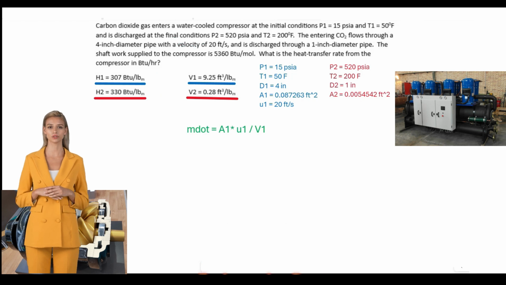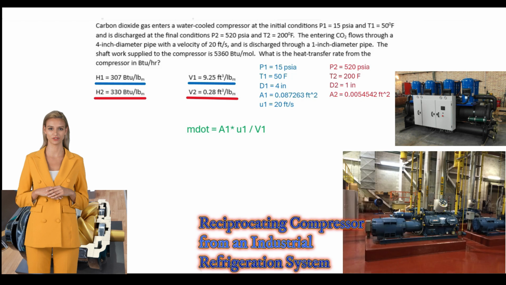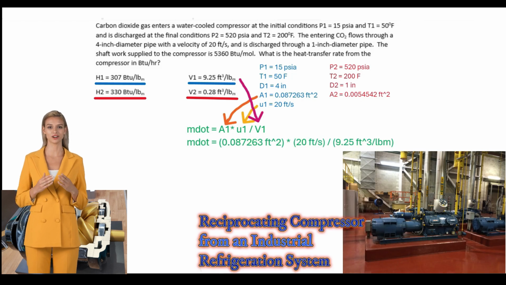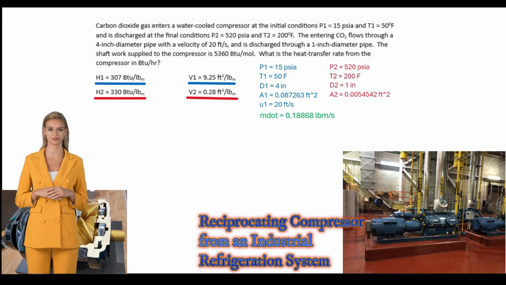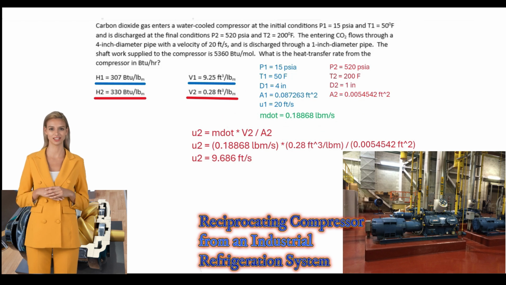Mass flow equals area at state 1 times velocity at state 1 divided by specific volume of state 1. Plug in the known values. Mass flow equals 0.18868 pounds mass per second. Velocity of state 2 equals the mass flow times specific volume at state 2 divided by the area at state 2. Plug in the known values to solve for the velocity of state 2, which is determined to be 9.686 feet per second.